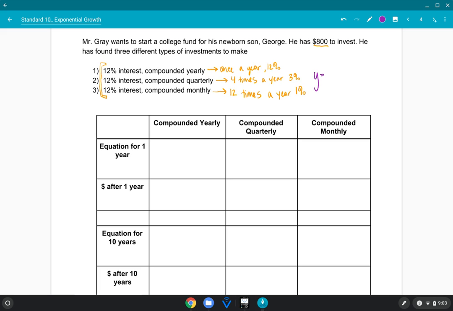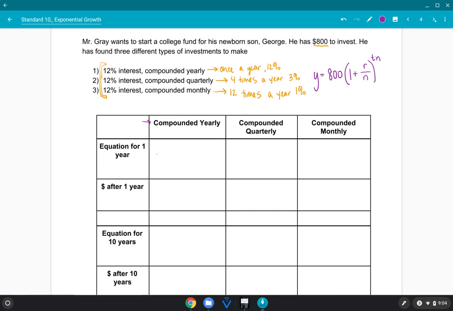Y equals your initial investment, 1 plus, it keeps 100% of its value, plus your rate over the number of times a year, and how many years times how many times a year. Don't fret, don't freak, don't do anything bad. Let me show you. Let's go to the one that compounds yearly.